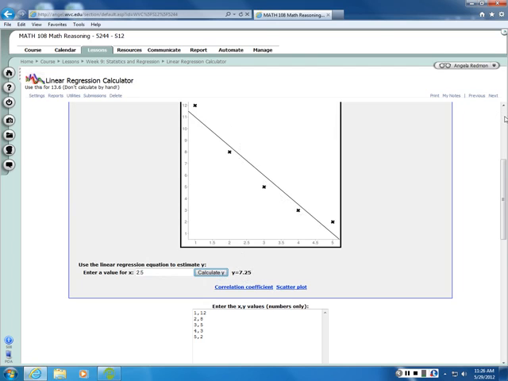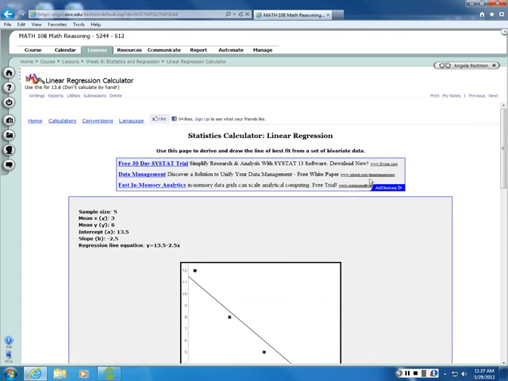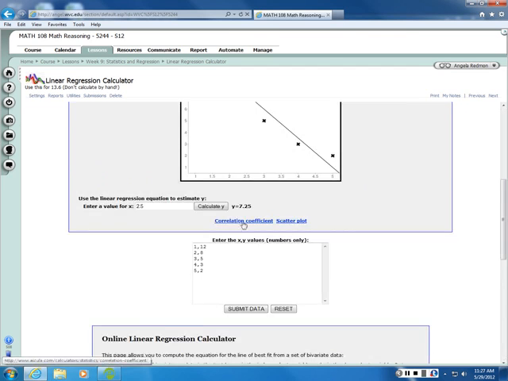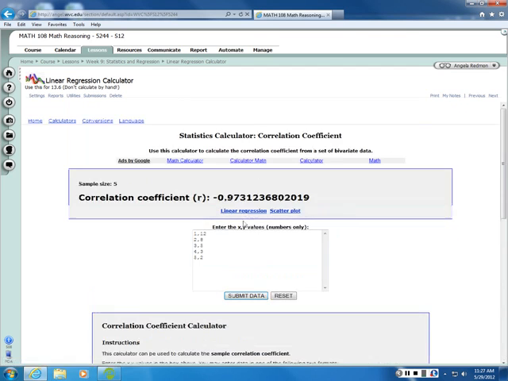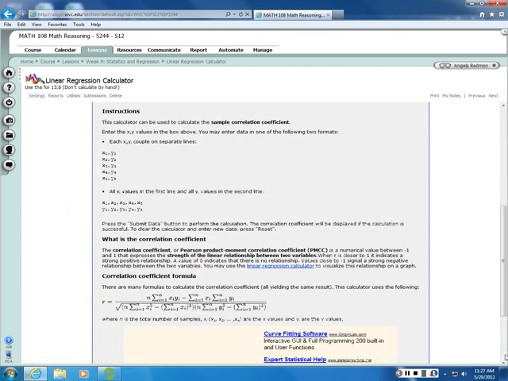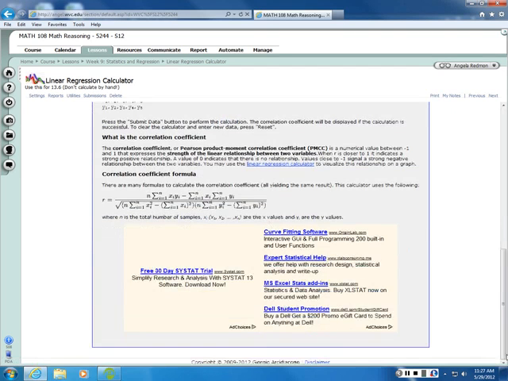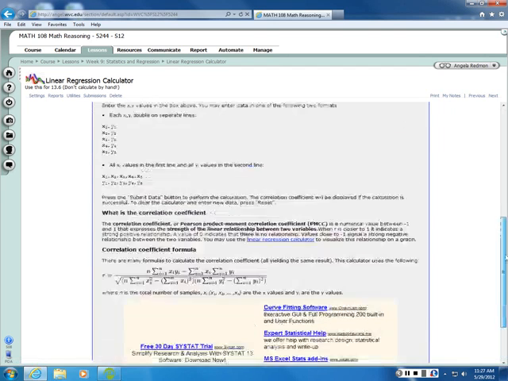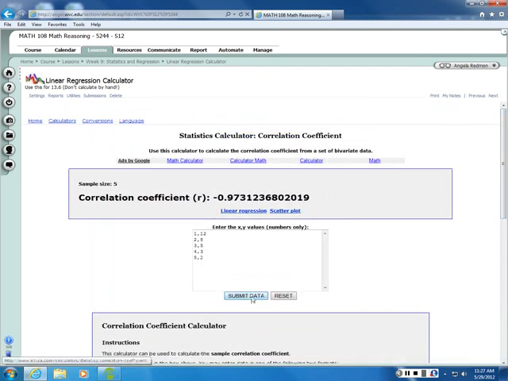But what we really want is to see if that is a strong negative linear correlation. So let's see if we can find, there it is, correlation coefficient. It's going to take just a minute to calculate that. Oh, it was really fast. Negative 0.97. So that is a strong negative linear correlation. So I've got a strong negative linear correlation. There's that formula. Isn't that ugly? So we're not going to do that. I will do these calculations for you on the exam. Your job is going to be to interpret all of this.